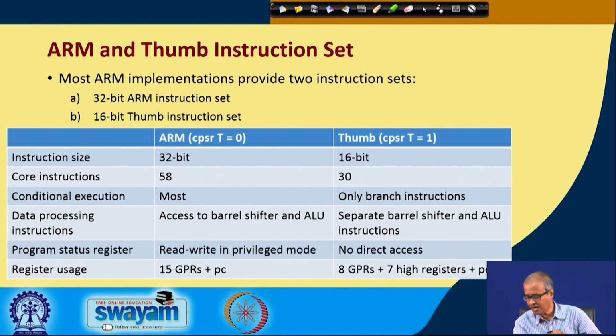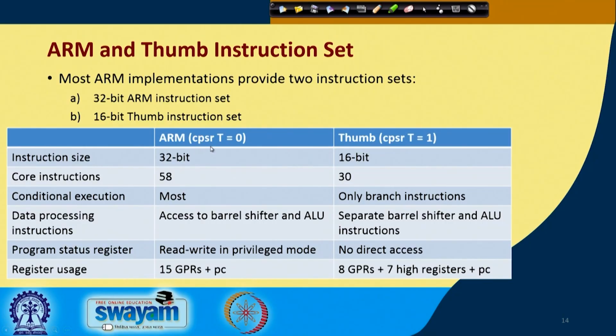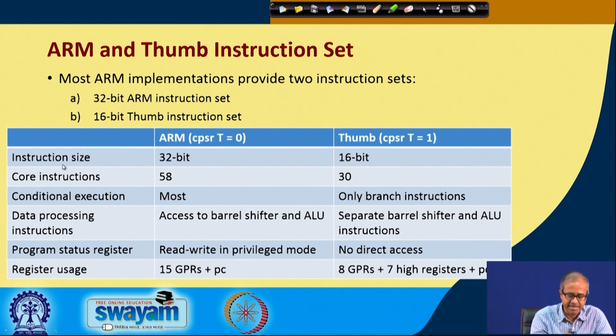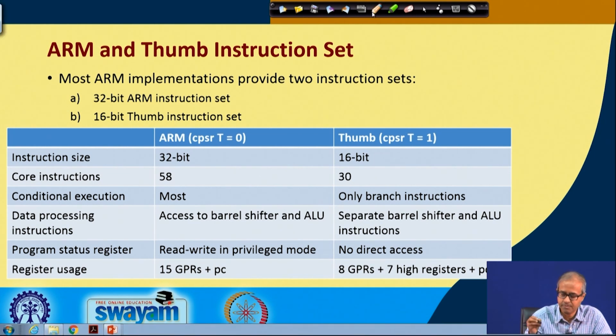Talking about the ARM and Thumb instruction sets, a quick comparison. In ARM mode, the T bit in the CPSR is set to 0 and for Thumb mode it is set to 1. The differences are as follows. Instruction size: in ARM mode, there are 32 bit instructions. In Thumb mode, as I said, there are 16 bit instructions. The number of main instructions are 58 and 30.